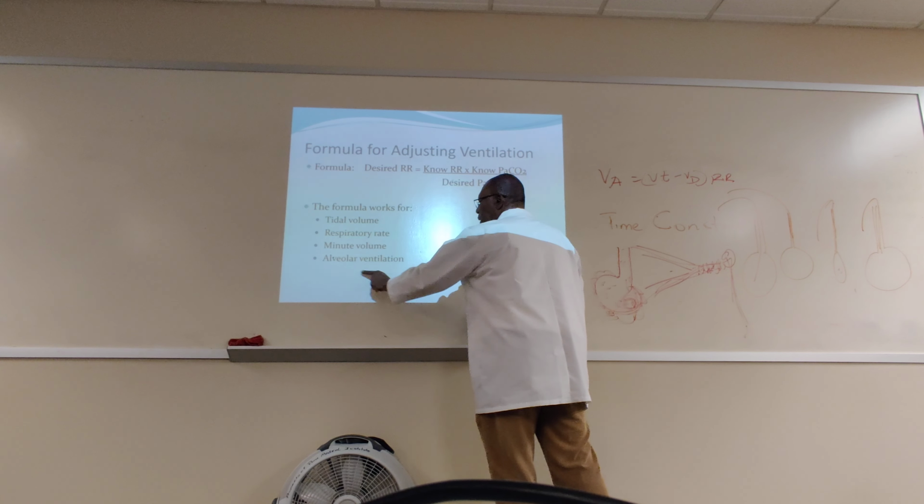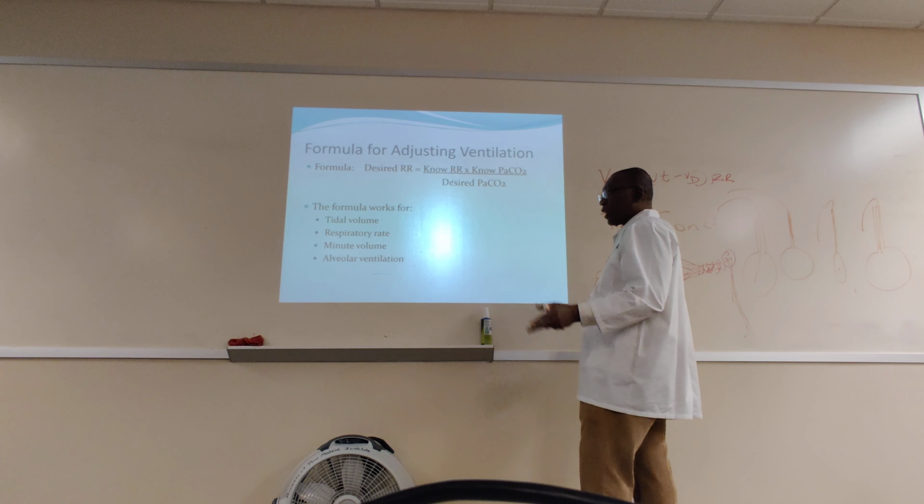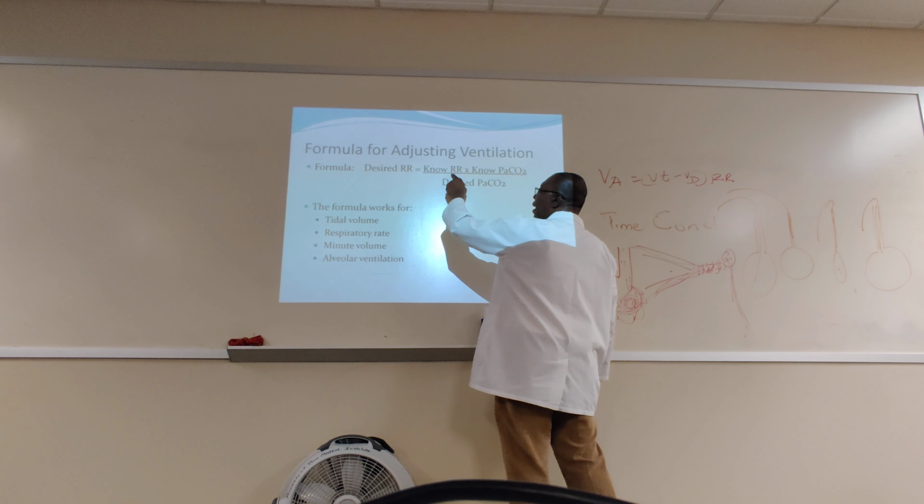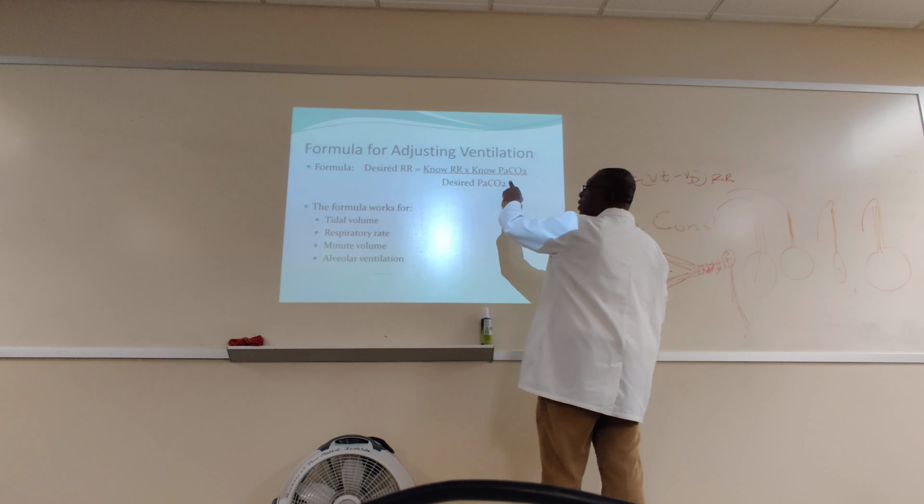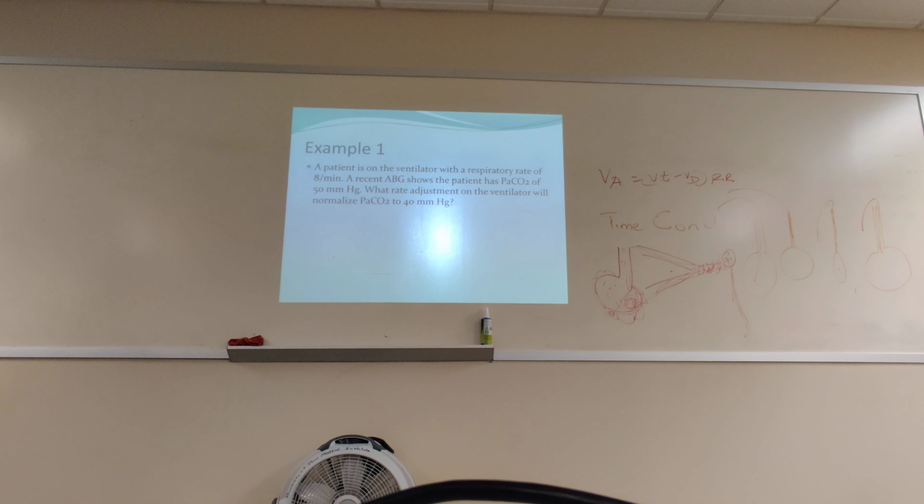Minute volume affects ventilation. So if I want to know how much minute volume I'm going to need, it will be desired minute volume equals known minute volume times known CO2 divided by desired CO2. If I want to figure out how much alveolar ventilation I need, normal is 4 to 5, it will be desired alveolar ventilation equals known alveolar ventilation times known CO2 divided by desired CO2. It works. So here's example number 1. A patient is on the ventilator with a respiratory rate of 8. A recent ABG shows the patient has CO2 of 50. What rate adjustment on the ventilator will normalize the CO2 to 40?